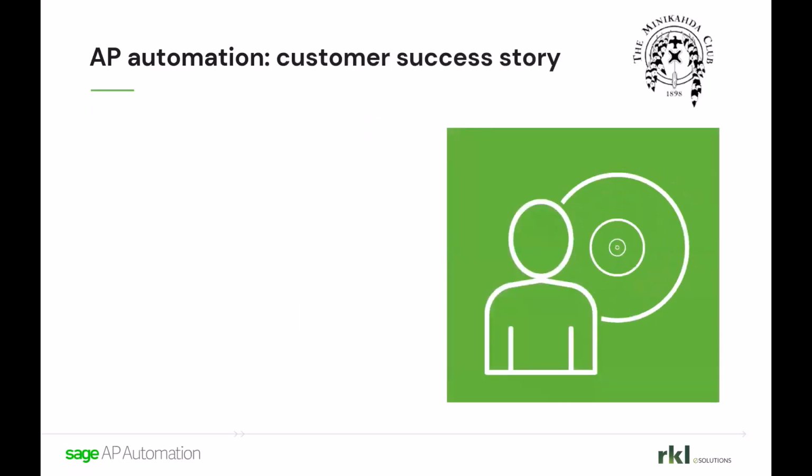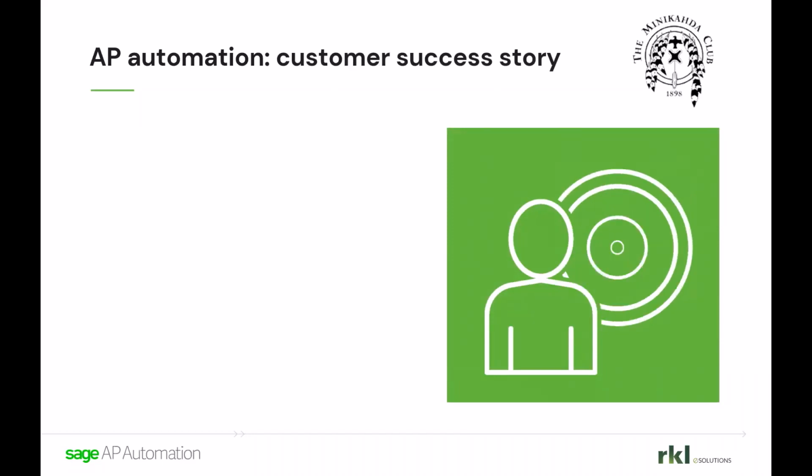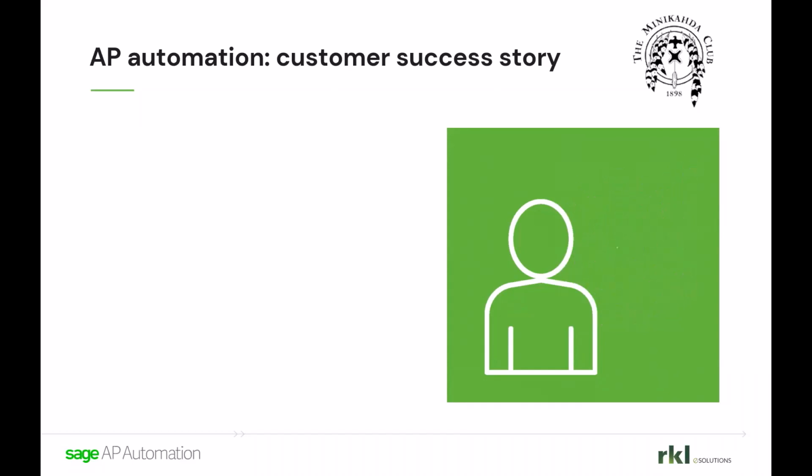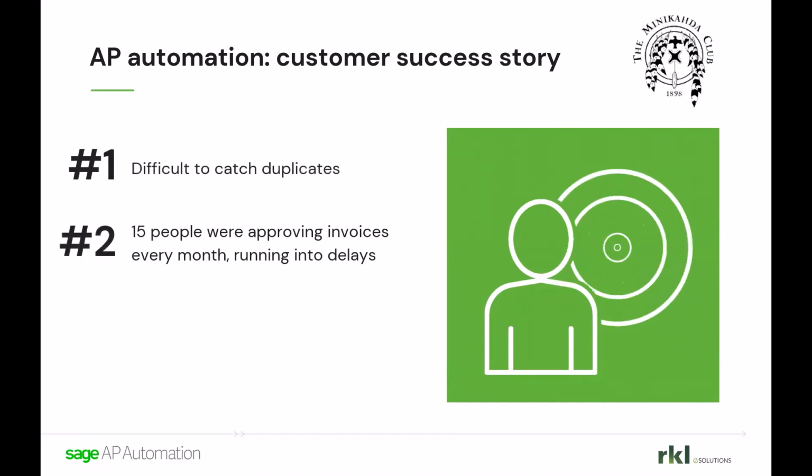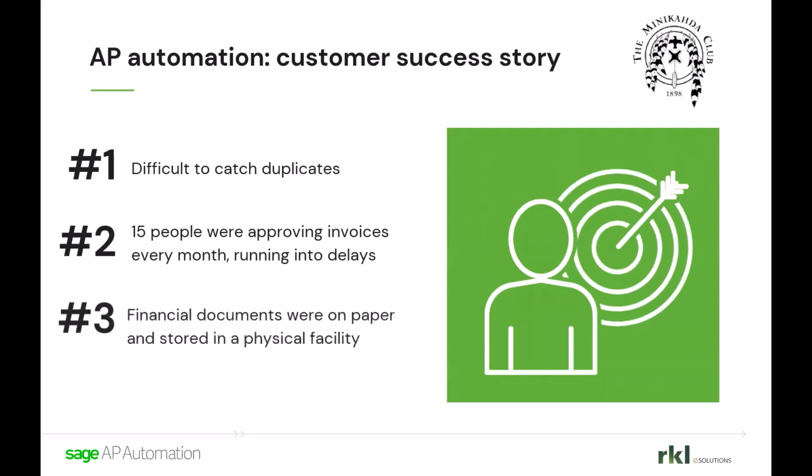All right, so one more little story here. In the case of a golf club, Minikata Golf Club in Minnesota, they were experiencing interruptions in completing your classic, routine AP tasks. So everything was done manually. They were doing hours of data entry and the classic stacks of paperwork, filing cabinets, all that fun stuff, and it just becomes difficult to track. So 15 people were approving invoices every month, running into delays. This, of course, made it difficult to catch those duplicates. And then the big issue was that all the financial documents with sensitive information were on paper and actually stored in the physical facility itself.